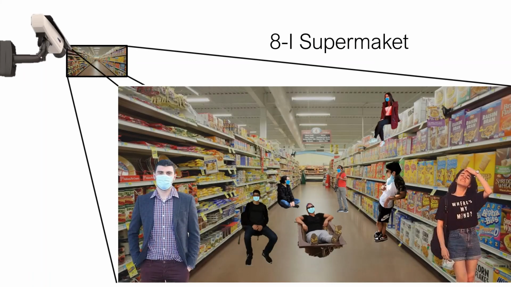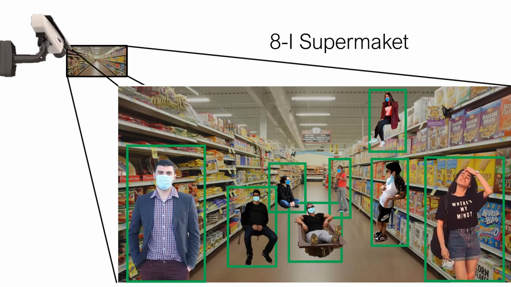8i Supermarket, on the other hand, shows that most of the users are maintaining a good social distancing and that most of them are also wearing face masks. So it assigns a social distancing score of 100% and a face mask score of 75%.